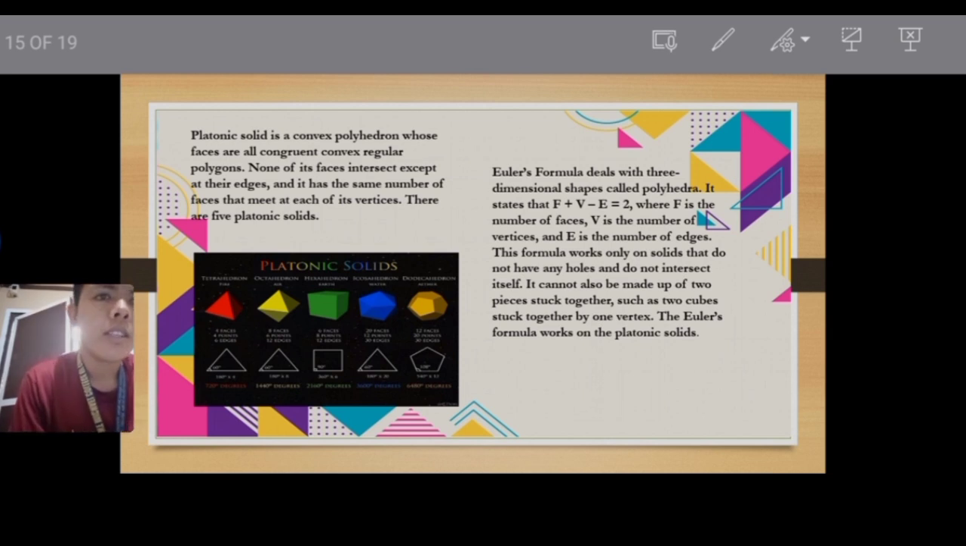Next is Euler's formula, which deals with three-dimensional shapes called polyhedra. It states that F is the number of faces, V is the number of vertices, and E is the number of edges. This formula works only on solids that do not have any holes and do not intersect itself. It cannot also be made of two pieces stuck together, such as two cubes stuck together by one vertex. Euler's formula works on the Platonic solids.